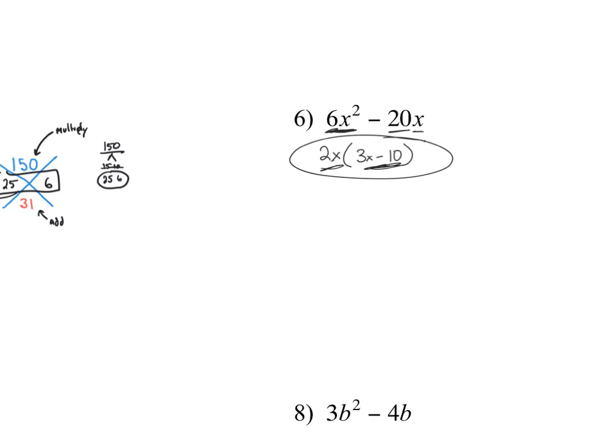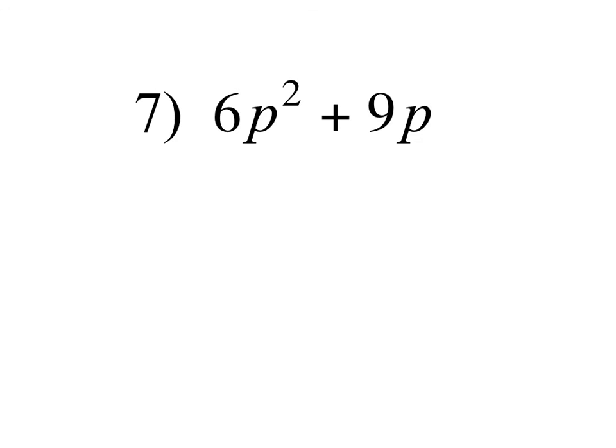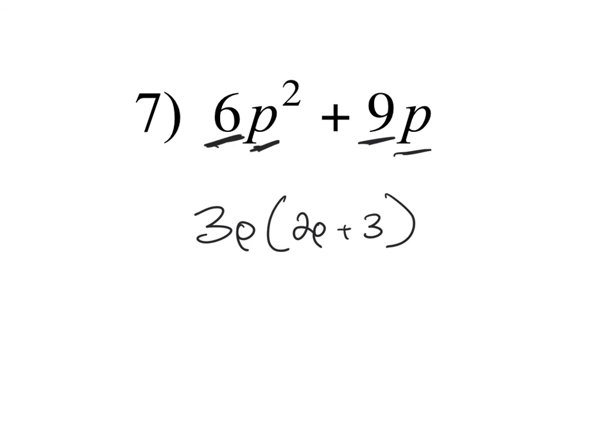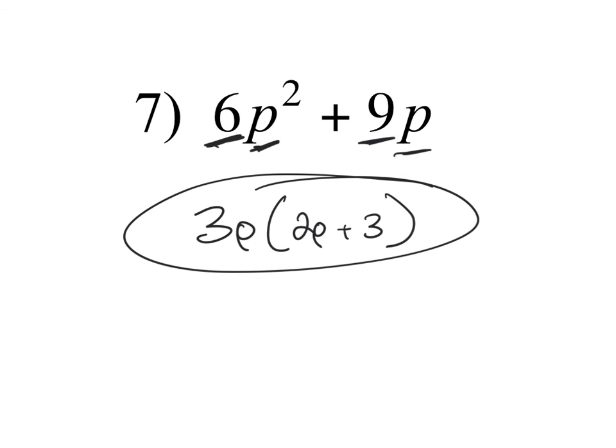Okay, let's work into the next one here. I'm going to do the same thing. Do you see any greatest common factor? Always think greatest common factor. How about a 3 and a p? Because I can pull a p out of both of those. It's going to leave me at 2p plus 3. And we're done. That's the best you can do there.